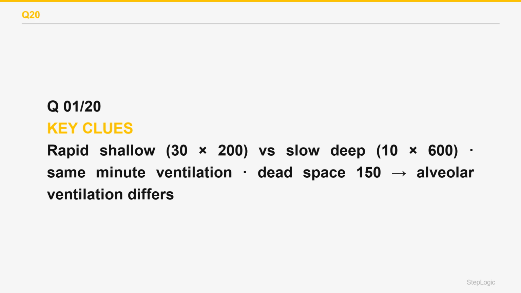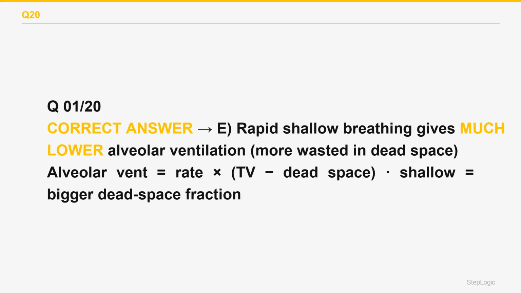The dead space, the 150 ml, is wasted each breath. Alveolar ventilation equals rate times tidal volume minus dead space. For rapid shallow breathing, 30 times 200 minus 150 equals 30 times 50, which is only 1.5 liters per minute. For slow deep breathing, 10 times 600 minus 150 equals 10 times 450, which is 4.5 liters per minute, three times more effective. The correct answer is E.